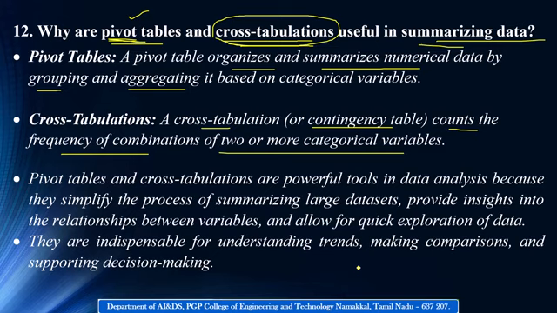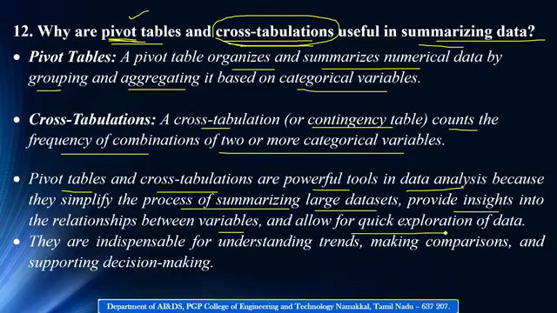Now you can see the difference here. Pivot tables organize and summarize the numerical data by grouping and aggregating it based on the categorical values. Cross tabulation, which we can say is a contingency table, counts the frequency of the combination of two or more categorical variables. Both the pivot tables and cross tabulations are very powerful tools in data analysis because they simplify the process of summarizing a large data set. They provide a very clear insight into the relationship between the variables, and very quickly you can explore the data and understand the data.